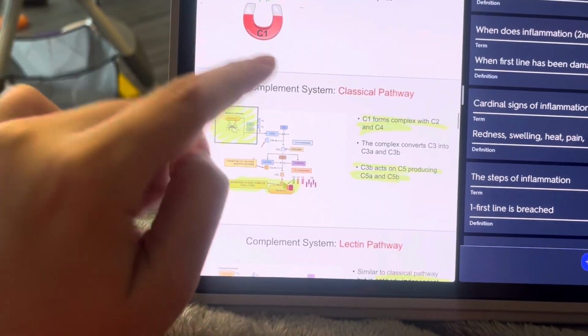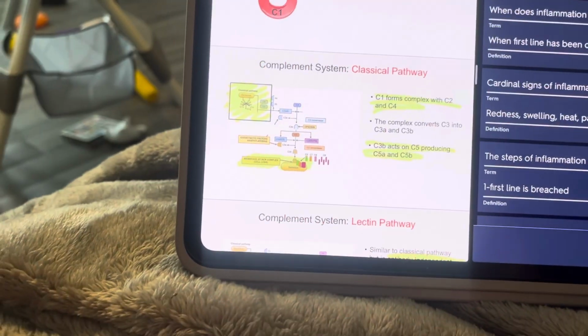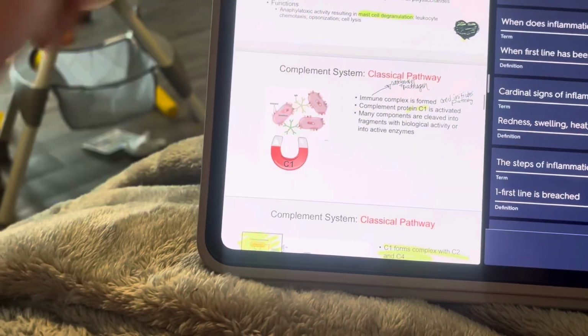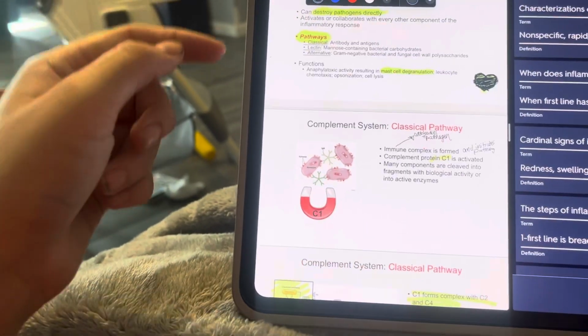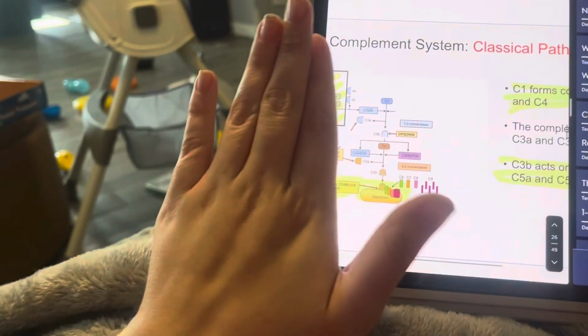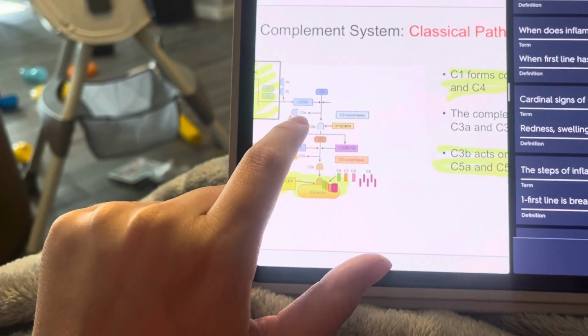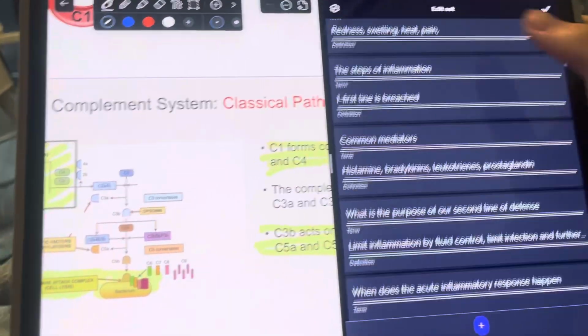So what is the complement system specifically? If we're just looking at, we want the complement system to activate. We want pathogens to be destroyed. This is what's happening. This is what's important here. C1 is activated, and I actually have it here, so we'll come over here.